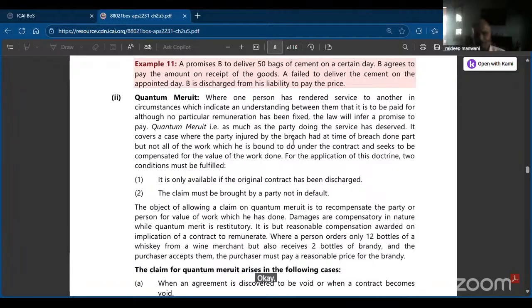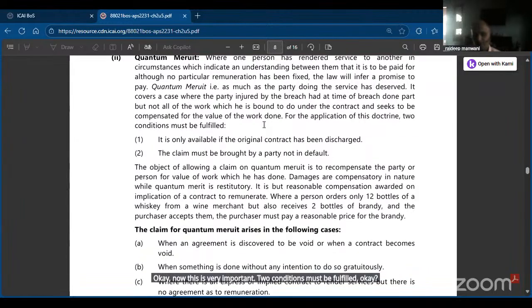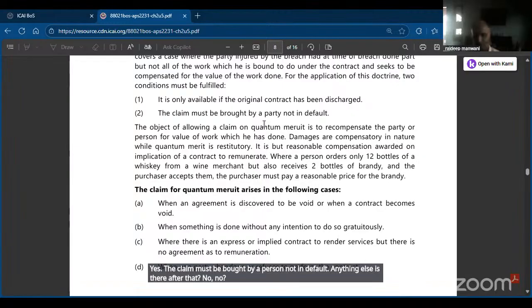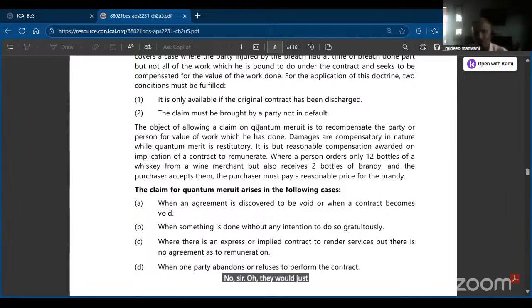Now this is very important. Two conditions must be fulfilled. One, it is only available if the original contract has been discharged. Two, the claim must be brought by a party not in default. Anything else after that? Read that whole thing.